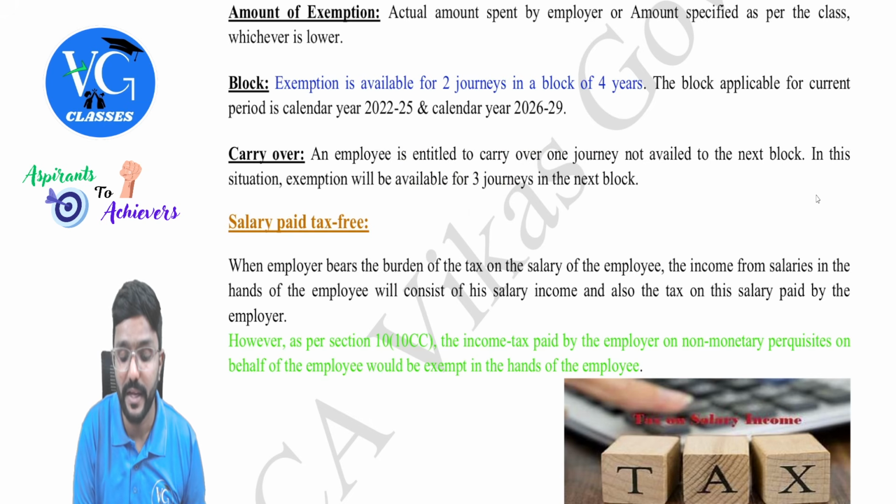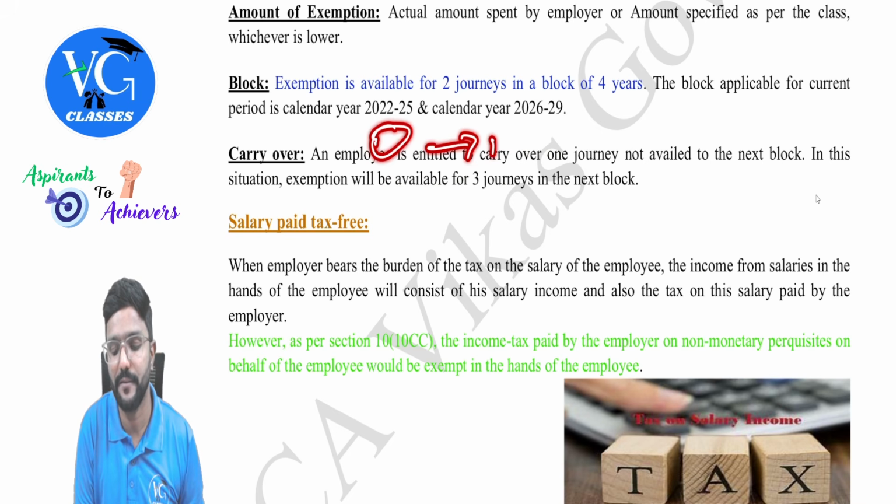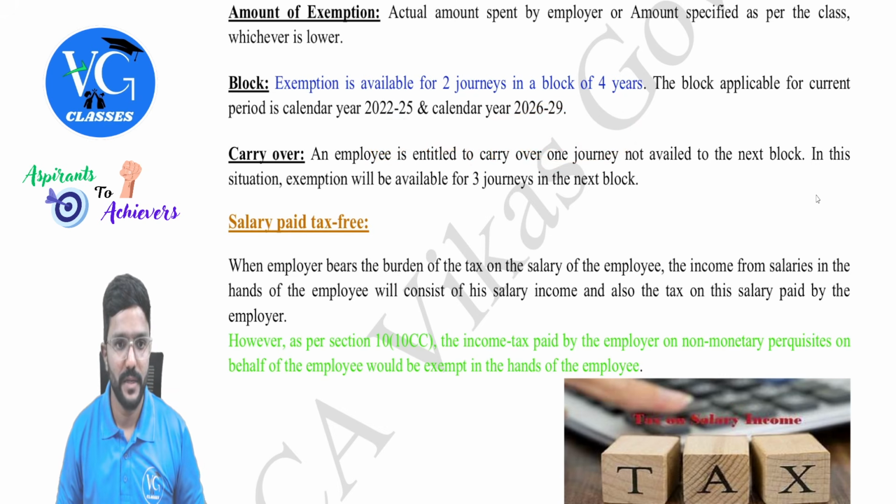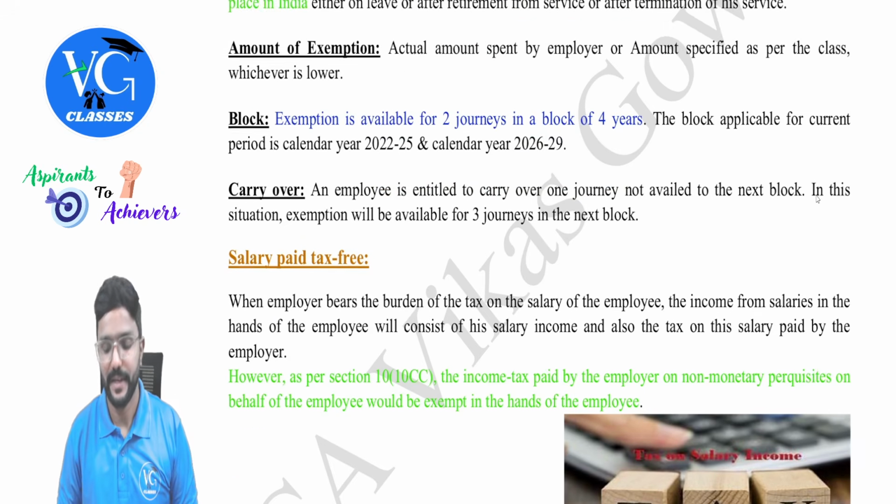As I told previously, sir, I have not claimed any exemption in the previous block. Can I carry forward both also? No, no. Maximum you can carry forward is 1. So in the current block, you can claim 2 plus 1. Got it? Yes. Fine, guys.